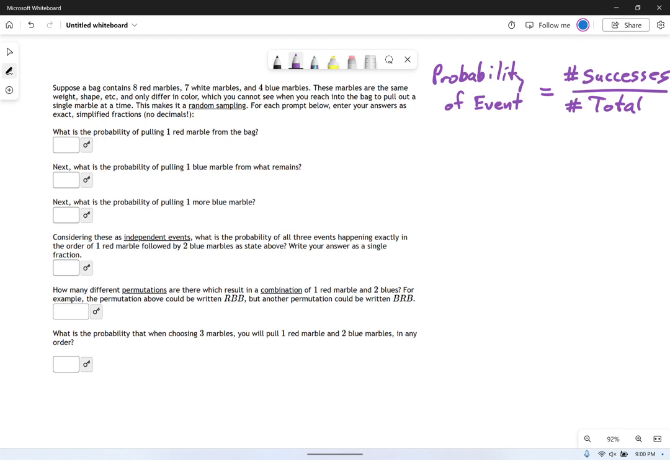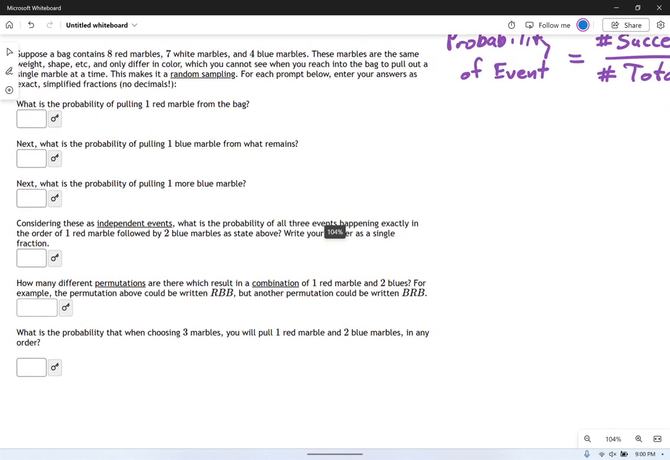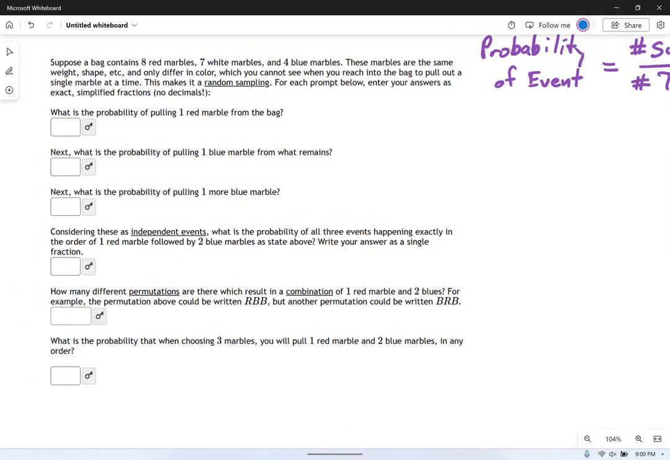So let's use that kind of logic here and talk about this bag full of marbles. We have here a bag with 8 red marbles in it, 7 white marbles, and 4 blue marbles. So total, if we count that up, that is 19 total marbles. What's the probability of pulling a red? Well, there's 8 ways I can succeed at pulling a red. So that is going to be 8, and there's 19 total marbles. So it's just 8 over 19. That's my probability. It's like almost half.